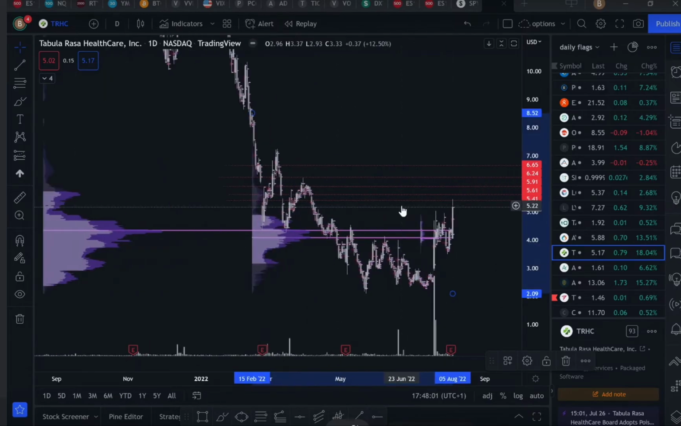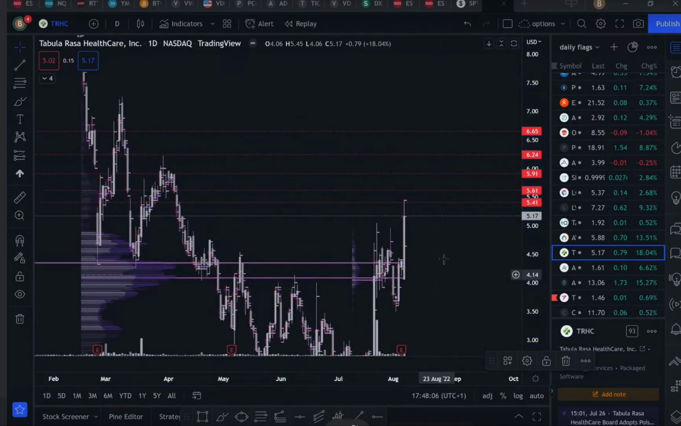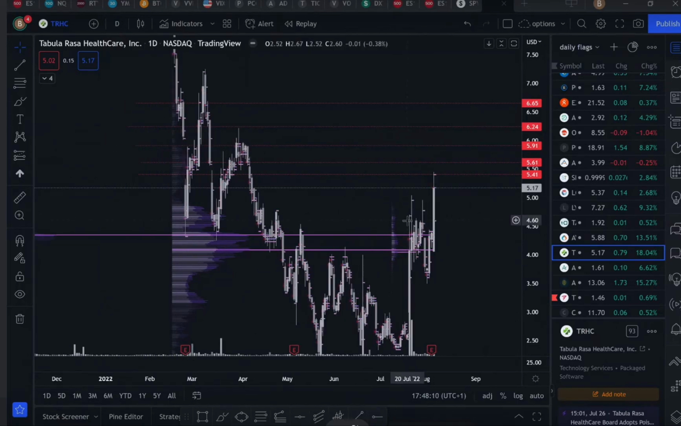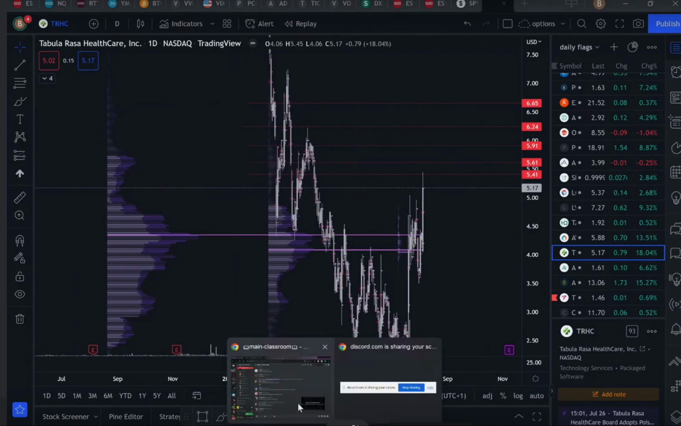There we go. Use that profile and we can zoom in a bit. So we can see this flag again was flagging up to these shelves here, which take us through into this low volume node all the way up to here, where we find liquidity again. So this is our free trade zone, and that's what we want to find with these flags.